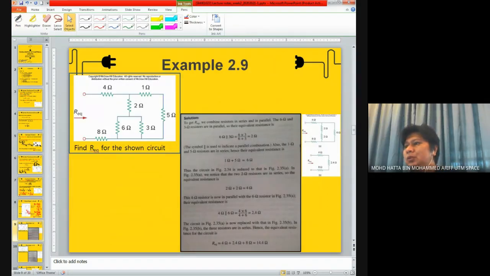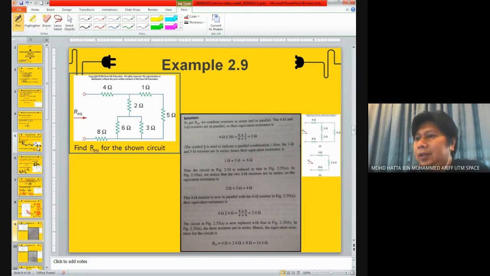We go into example 2.9. Basically, this example is about how we simplify a circuit. The question asks to find the R equivalent for the shown circuit. R equivalent means the resistance looking from these two terminals. Let's say this is terminal A and this is terminal B. Actually, I cannot label it as A and B, you just leave it like that. From these two terminals.